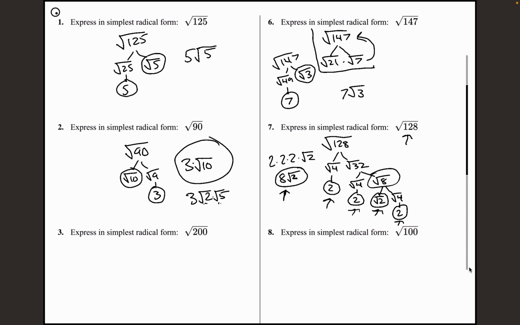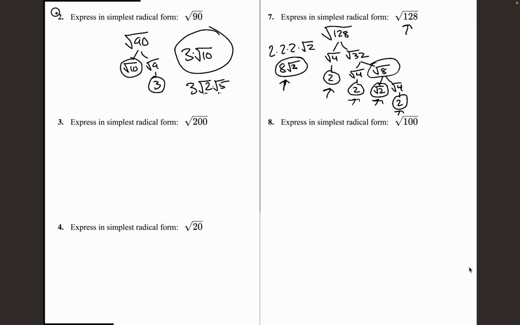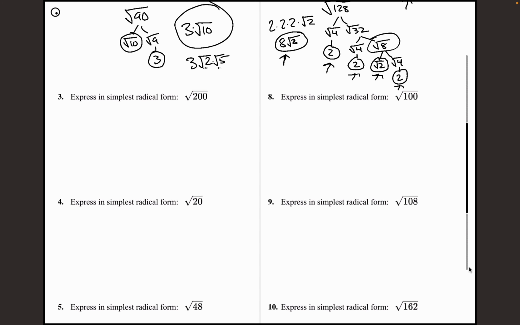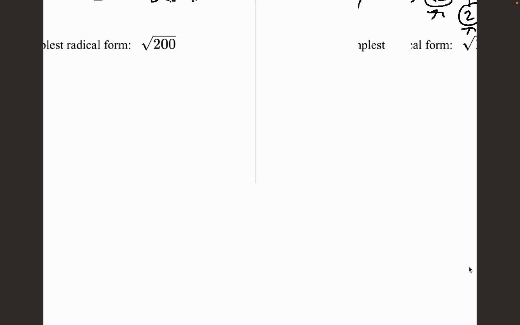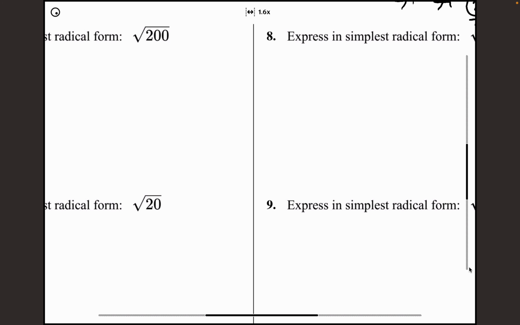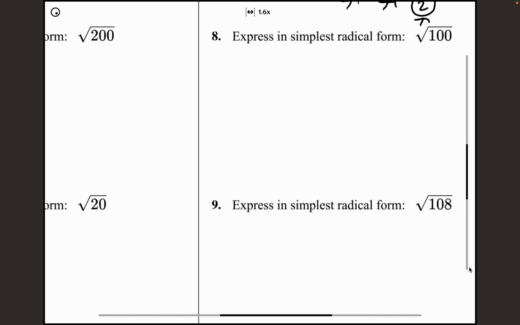Now go ahead and do, we'll just do, oops. Just so you can see the numbers, go ahead and do these 4. So square root 200, square root 100, square root 20, and square root 108. All right, and then we will look at those together. Yeah, 108.